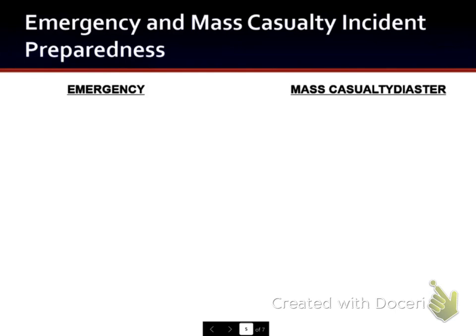So an emergency, we can handle it ourselves within our community. We don't need to call FEMA or Red Cross. Generally, like I said, it's under 100 people. A mass casualty is going to be greater than 100 people. This could be like Hurricane Katrina, pulling in from all over the United States disaster workers, FEMA, Red Cross, Coast Guard, everybody we could. So that would be your mass casualty.